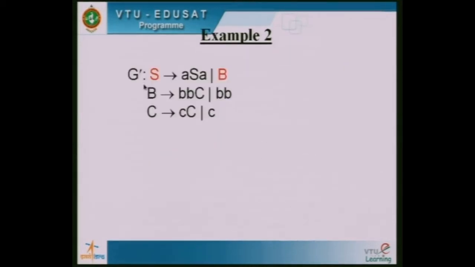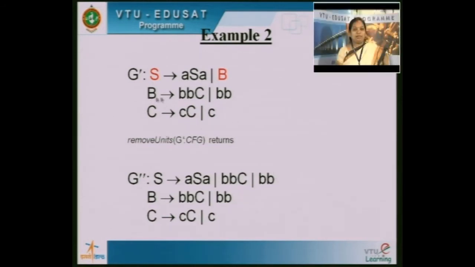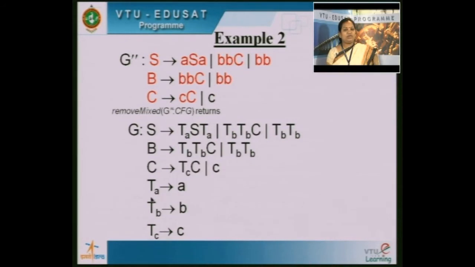Given this grammar, after eliminating epsilon, we look at unit productions. Again here we have only one unit production, S tends to B. On substituting B, we get S tends to AA, B as BBC and BB, then B and C as they are. So this is the grammar obtained after eliminating unit productions. Do we have mixed productions in this? Yes, we have mixed productions. All these except C tends to C are mixed productions. So what to do? Terminal symbols are A, B and C. So substitute these terminal symbols by new non-terminals.